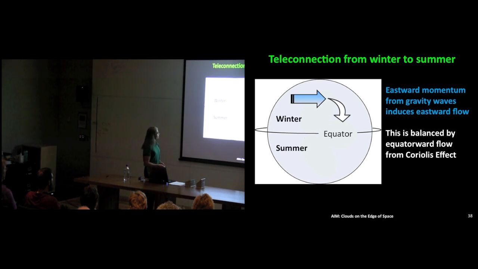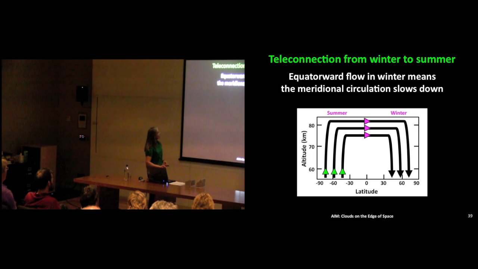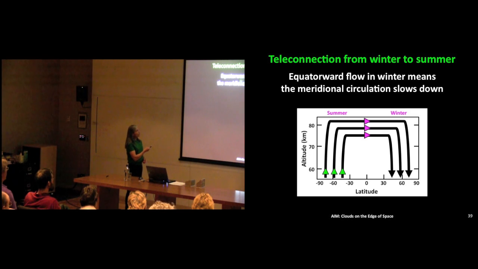Well, here's our pole map again. So again, in the winter, this is the winter now, eastward momentum from gravity waves induces an eastward flow. Right? We just saw that because the wind had switched, so now you have eastward waves coming in. Well, same thing that happened last time has to happen this time. The Coriolis effect is going to take over, and you get an equatorward flow. Okay. So equatorward flow in the winter has to mean that the meridional circulation is going to slow down.